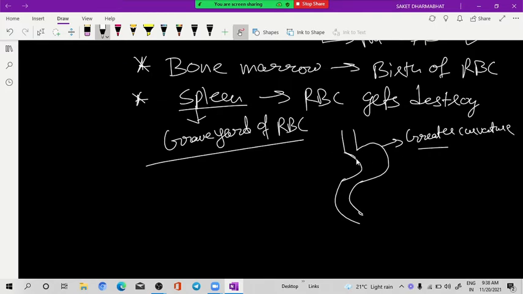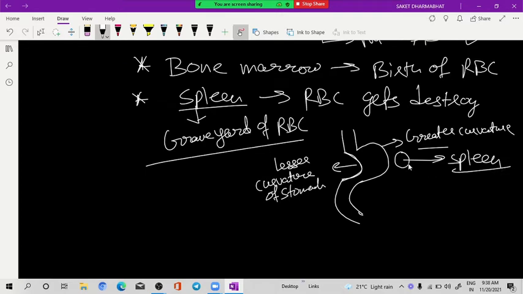And here this one is what? Smaller curve. So this is called as what? Lesser curvature. Near to this greater curvature, you will find what? Spleen. Spleen is looking like potato, but in NCERT it is given like what?